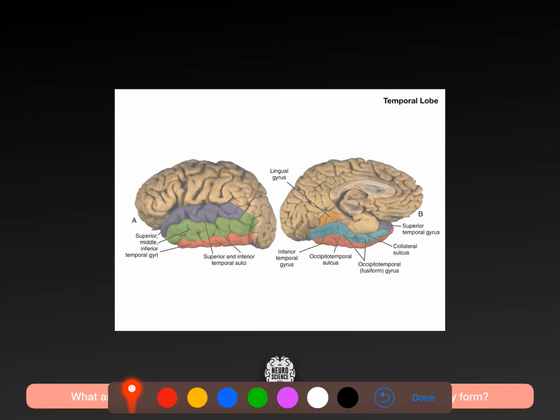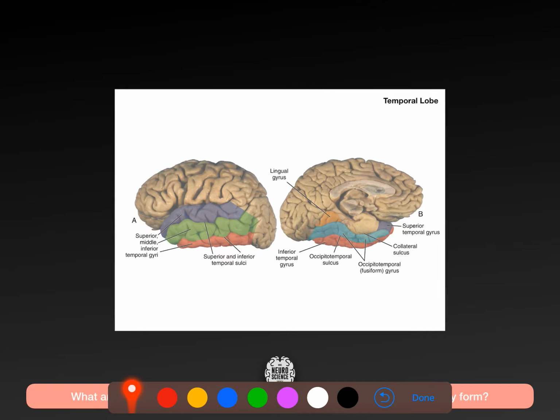So, temporal lobe now. As we said, superior, middle, and inferior temporal gyri. If you go medially, you've got your inferior temporal gyri here. You've got your fusiform or occipitotemporal cortex here. And then just medial to this collateral sulcus, you have the lingual gyrus there.